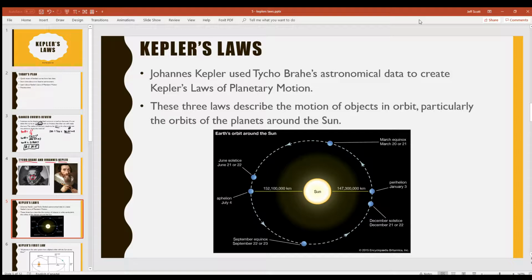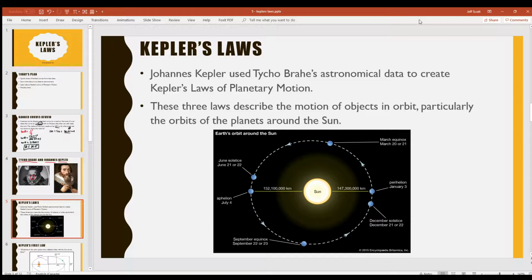Okay, so today, again, we're going to talk about Kepler's laws. I'll give you a chance just to pause and write this down. Johannes Kepler used Tycho Brahe's astronomical data to create Kepler's laws of planetary motion. These three laws describe the motion of objects in orbit, particularly the orbits of the planets around the sun.